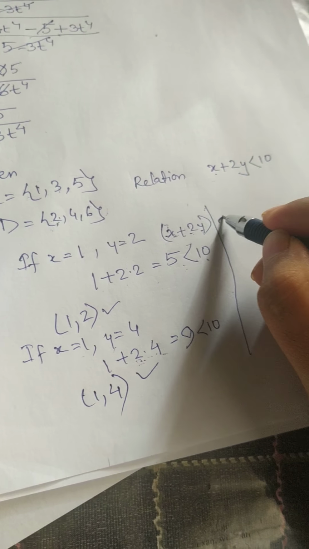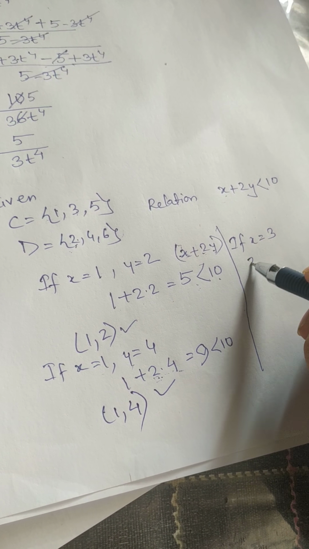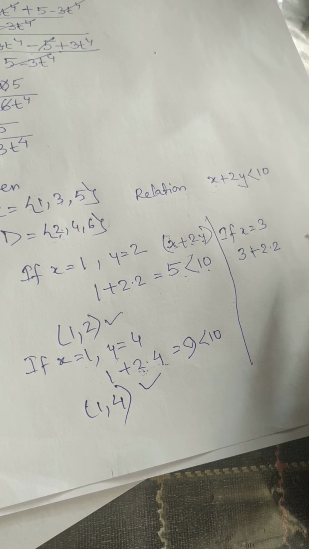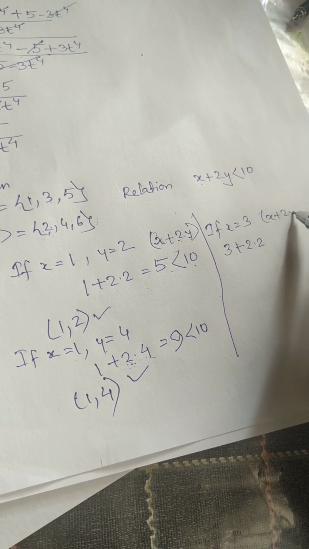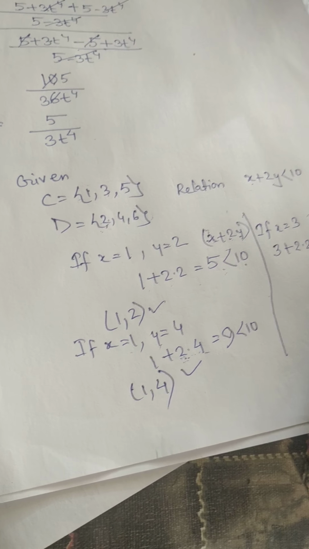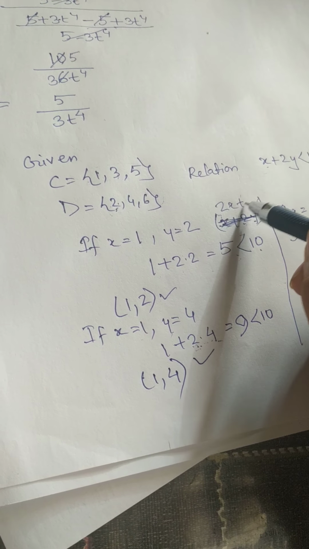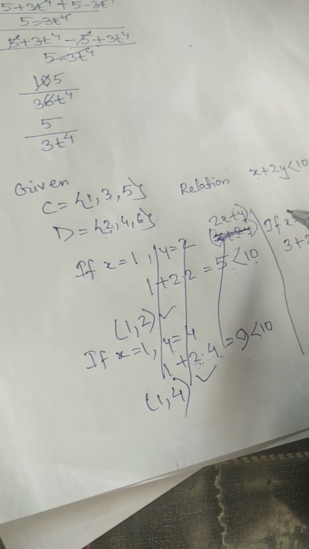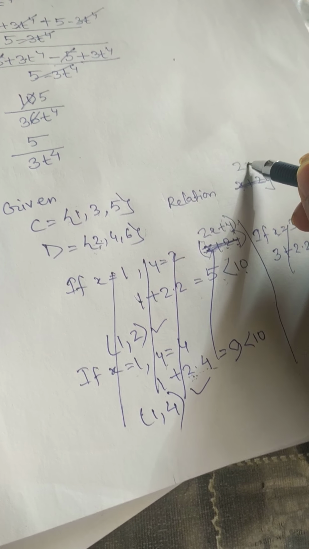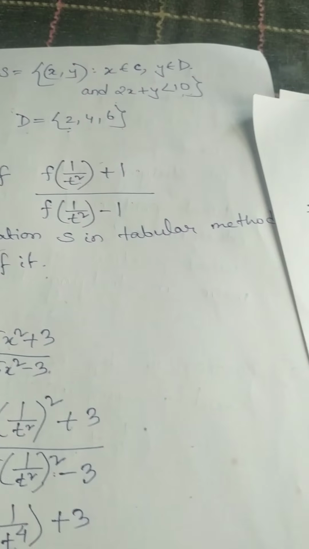So if x equals 3 and y equals 2, we follow this relation, x plus 2y. I think I have made a mistake over here. It's not actually x plus 2y, it's 2x plus y. So let's cut it again. The question was 2x plus y less than 10, so pardon me.